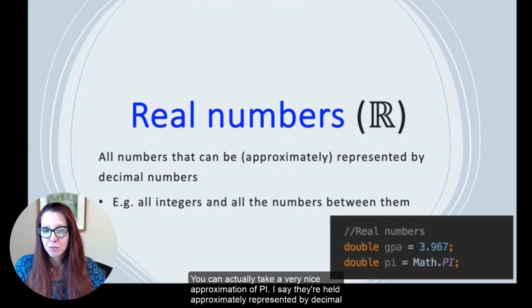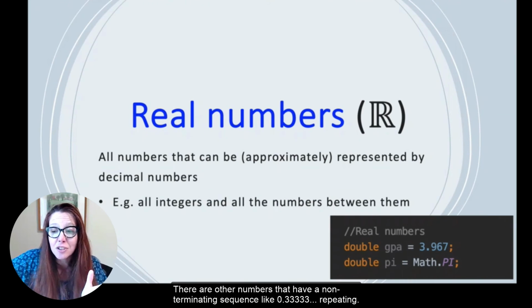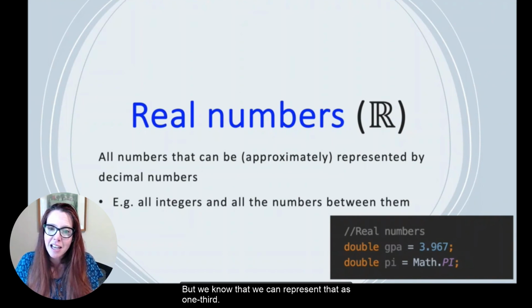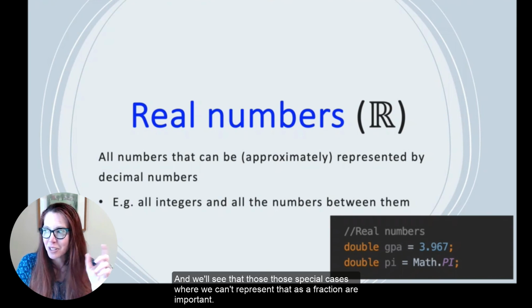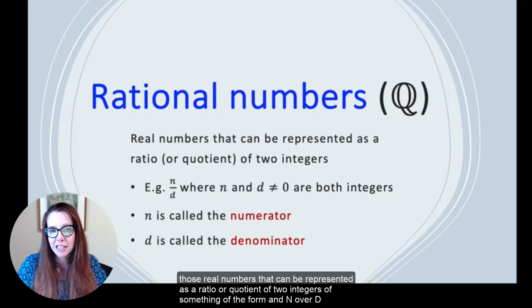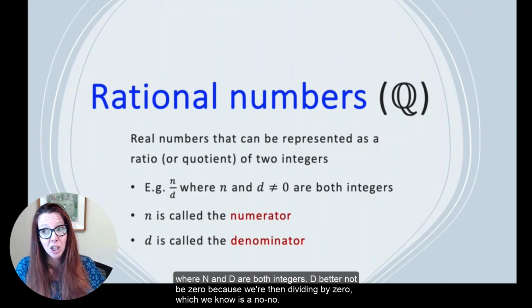And I say they're held approximately represented by decimal numbers because some of these things have a non-terminating, non-repeating sequence, such as pi. There are other numbers that have a non-terminating sequence, like 0.333333 repeating, but we know that we can represent that as 1/3. And we'll see that those special cases where we can't represent that as a fraction are important. The numbers that we can represent as a fraction, so those real numbers that can be represented as a ratio or a quotient of two integers, of something of the form n over d, where n and d are both integers. D better not be 0 because we're then dividing by 0, which we know is a no-no.